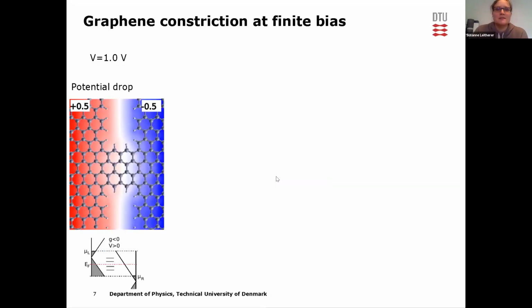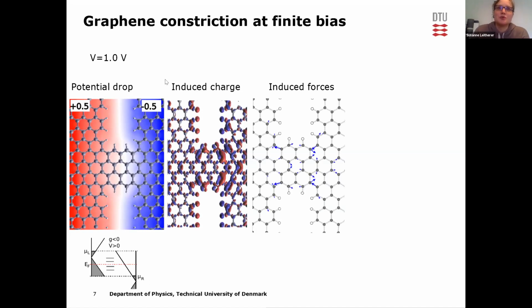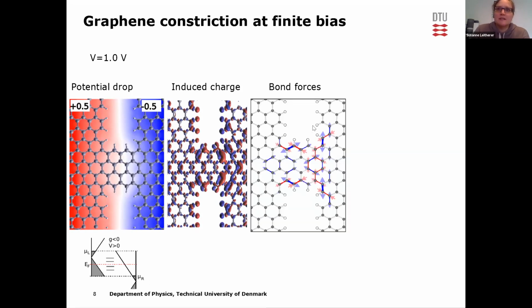Okay, so let me start with the graphene constriction here, a very small graphene constriction at 1 volt. We are symmetrically shifting the chemical potentials in the electrodes, and this leads to a potential drop across the system, which induces charge rearrangement and forces on the atoms. To simplify this picture, we project these forces onto the bonds. That's the definition: we take the difference of the forces on the atoms and project it onto their distance vector. Here in blue you see repulsive forces, and in red you see compressive forces.